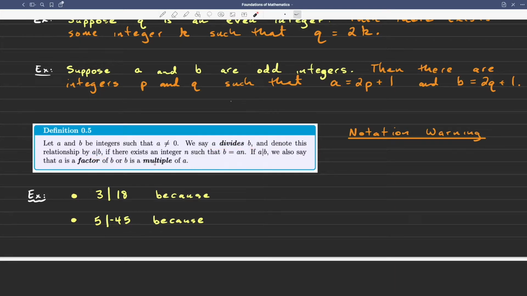Anyway, what does that mean? It means that there exists an integer n such that b is equal to a times n. So in other words, whenever we say a divides b, it means that we can factor a out of b.